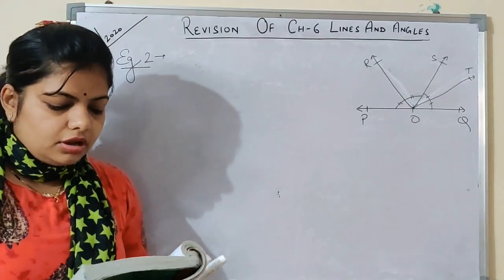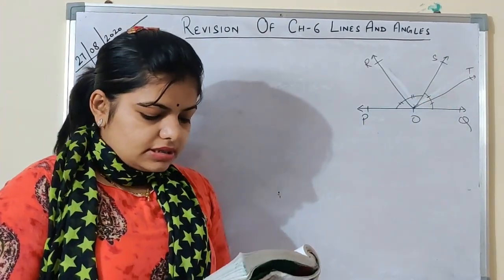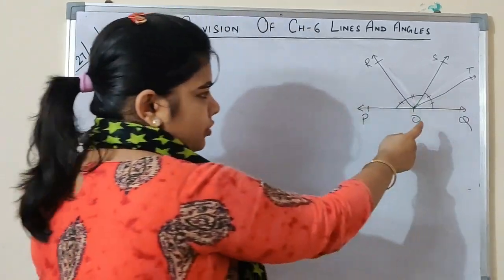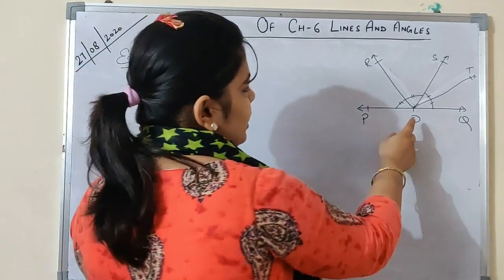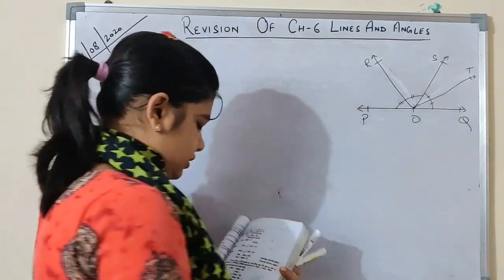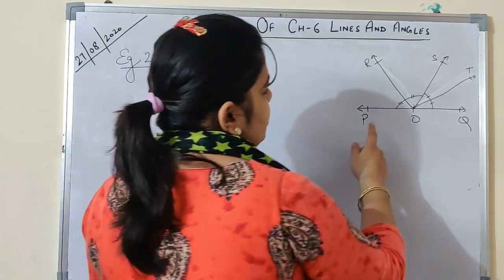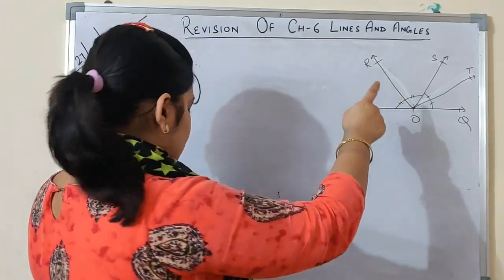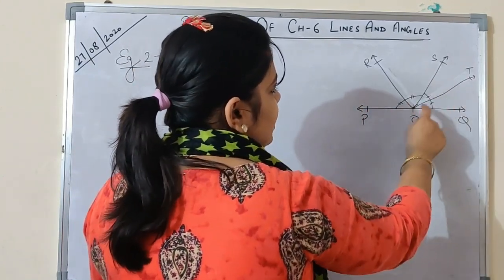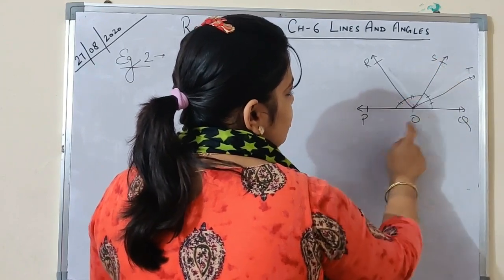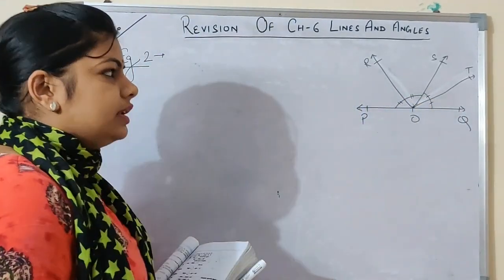Now I am reading the question. The question says that in the figure, ray OS stands on a line POQ. Ray OR and ray OT are angle bisectors of angle POS and SOQ. You can see here that ray OR is the angle bisector of angle POS and OT is the angle bisector of angle SOQ. I have marked these angles also so that it will be more clear to you.